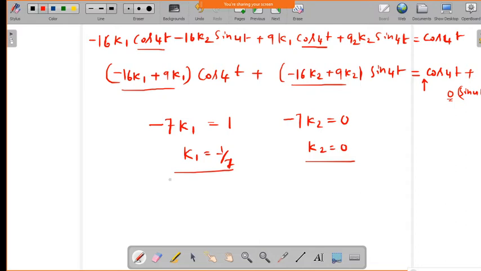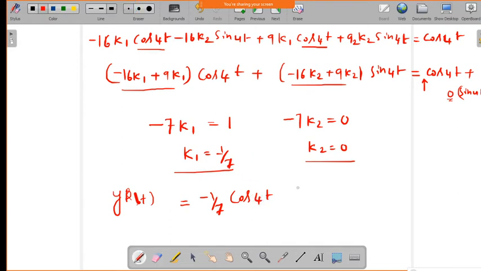Okay. So, now what is the particular solution, yp of t which is equal to k1 which is nothing but minus 1 by 7 cos 4t plus k2 0. So, into sin 4t it will become 0. So, the particular solution will be, so yp of t is nothing but minus 1 by 7 of cos 4t. Okay.